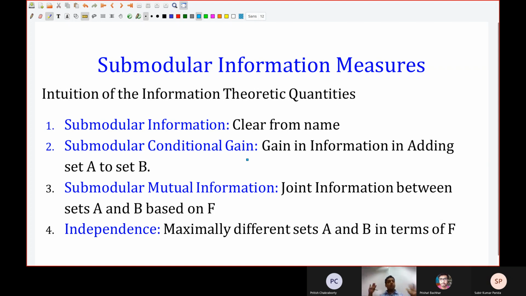Independence. We can also talk about independence, like we do with entropy: H of x comma y is H of x plus H of y if x and y are independent. We can have a similar notion of independence modulo the submodular function and not entropy. So the notion of independence is maximally different sets A and B, but through the lens of F. F is basically the lens.